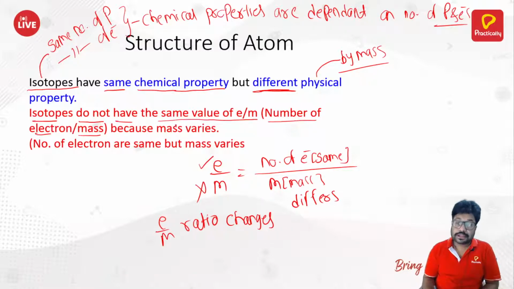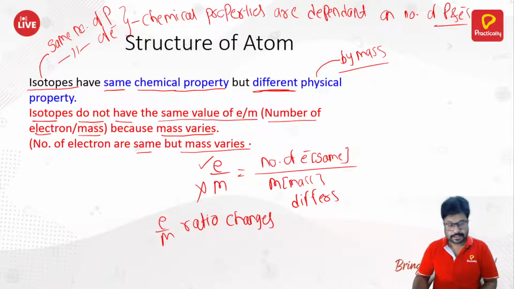Okay, because the mass is varying. So the number of electrons is the same, but the mass varies. Okay, that is what isotopes are all about.